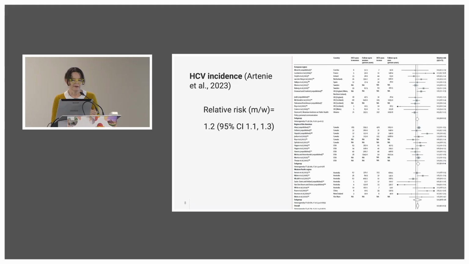There is absolutely variation there between studies and settings that's probably linked to samples and things like the average age and duration of injecting in a particular setting. But there's something here about the gendered nature of risk for acquiring hepatitis C.